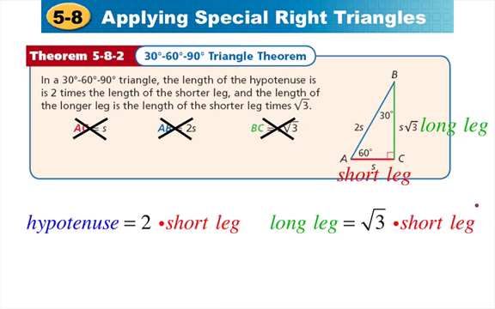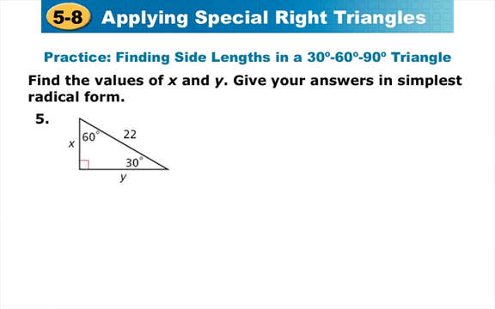Okay, so these are the two formulas that you're going to be using for a 30-60-90 triangle. And notice that both of them relate to the short leg. Hypotenuse to short leg, long leg to short leg. Okay, let's move on to the next slide. This is where we apply the formula.